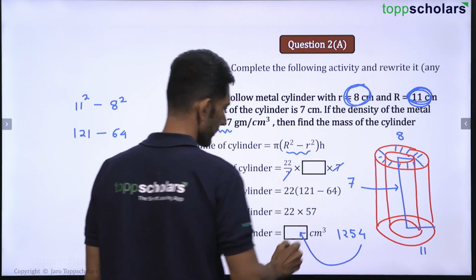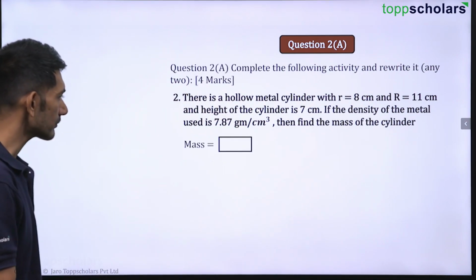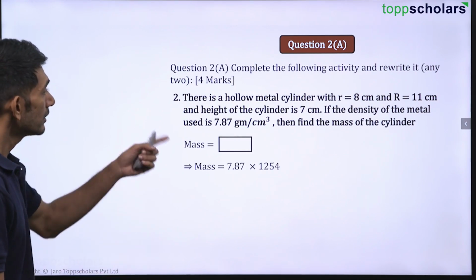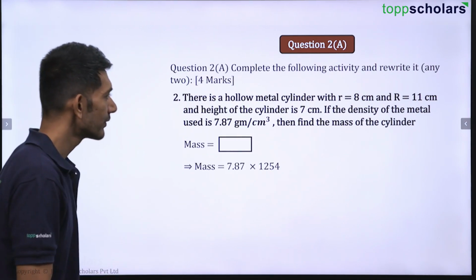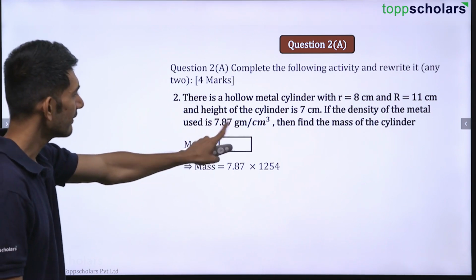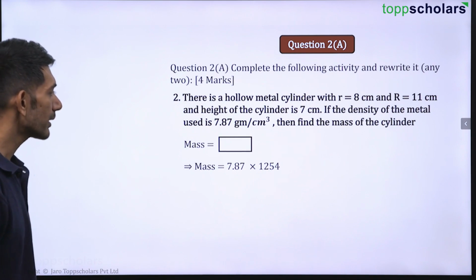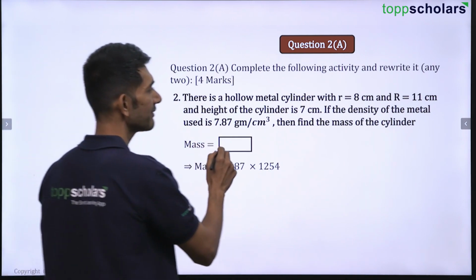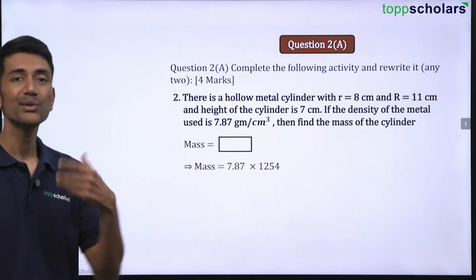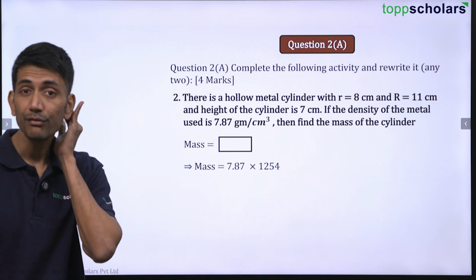1254. Correct? Okay. So what is the mass? The mass is already given. If you see that the density of the metal used is 7.87 gram per cubic centimeter, right? So mass is what? Density into volume. See, mass means what? They are not asking you the answer here. They are asking you the formula.